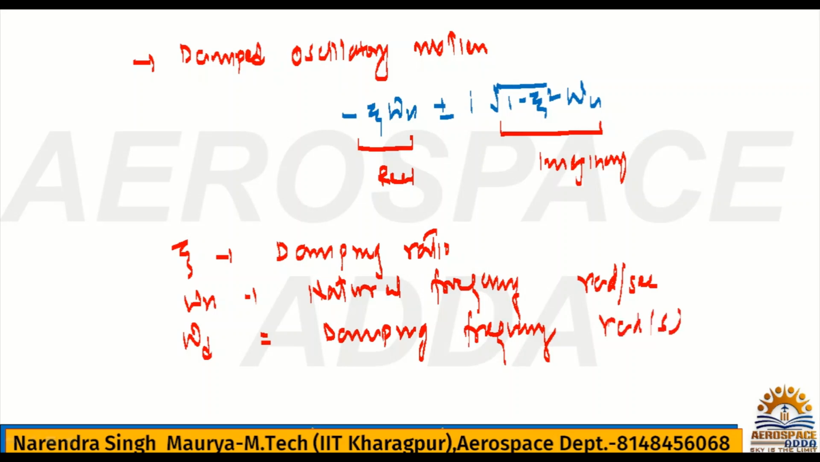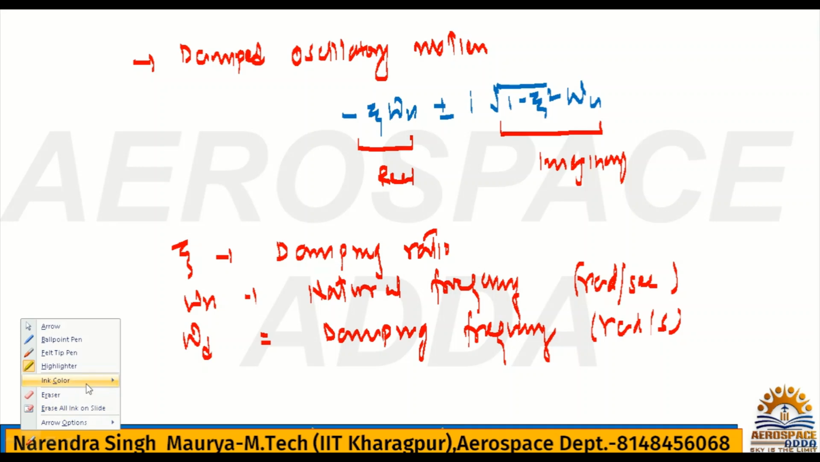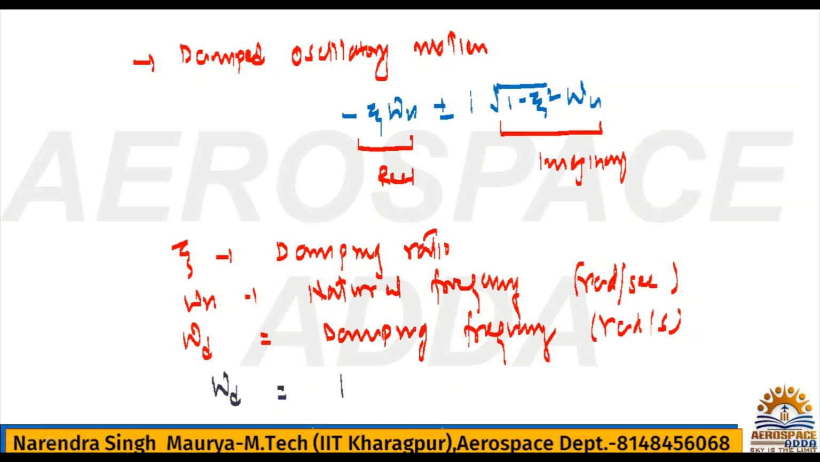So what is the damping frequency omega d? That formula you need to know. Omega d is nothing but the imaginary part, that is, root of 1 minus chi square times omega n. This combined part, root 1 minus chi square omega n, is called omega d, which is nothing but the damping frequency.